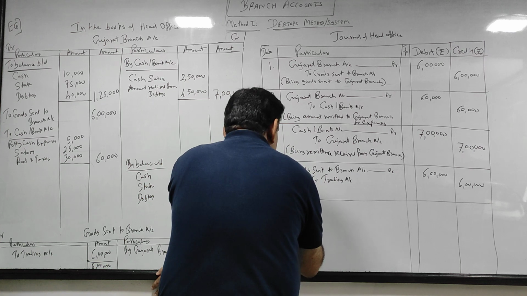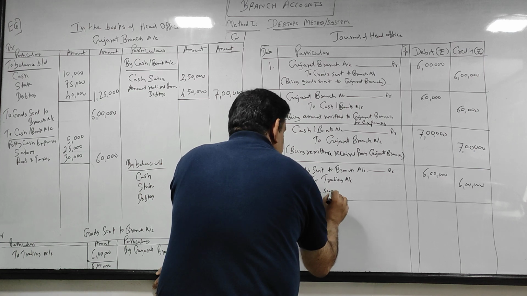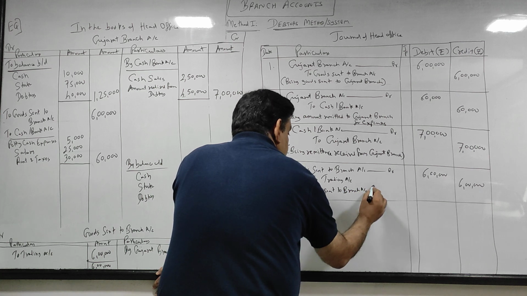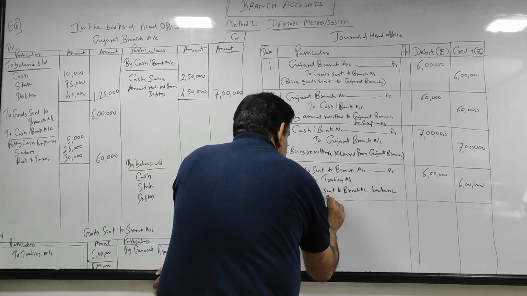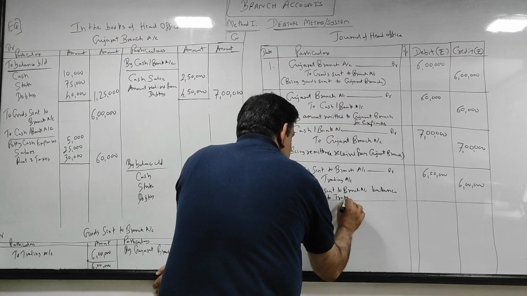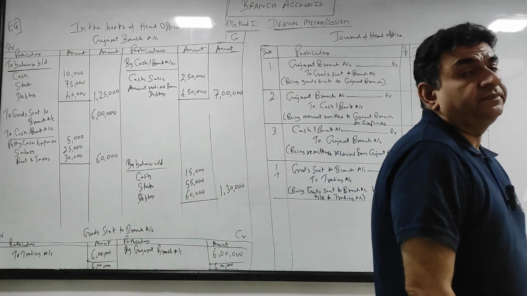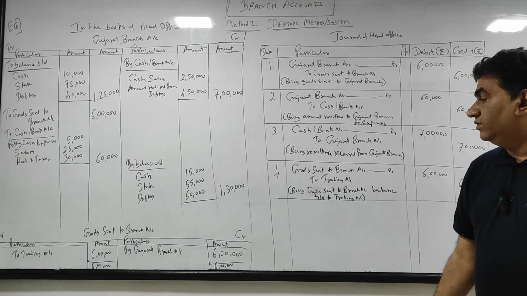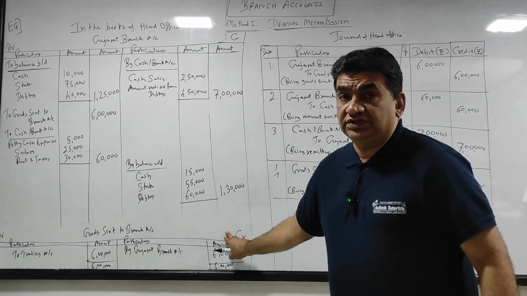Narration: being goods sent to branch account, balance transferred to trading account. Being goods sent to branch account, balance transferred to trading. Got it, guys? So for this entry, I have made you all do this.